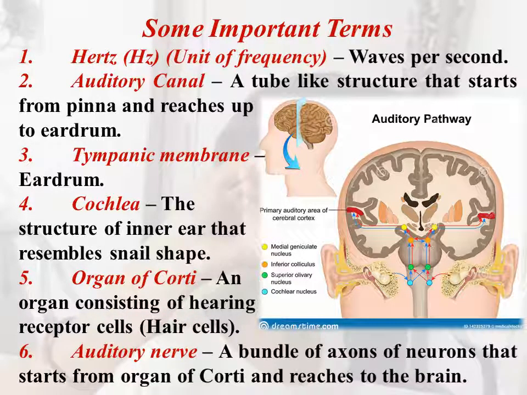The last one is the auditory nerve, a bundle of axons of neurons that starts from your organ of Corti and reaches to the brain. Here in this animated picture, see, up to here is your outer ear, then this is your middle ear, this is your inner ear, and from this you see the arrow. This arrow is your auditory nerve that receives the neural impulse and transports it to the brain centers where they are organized and interpreted.